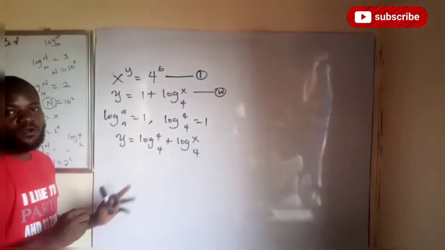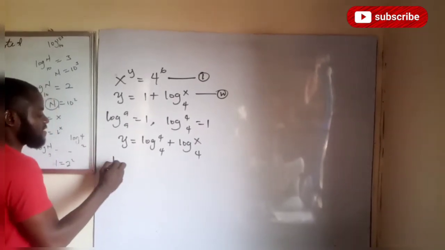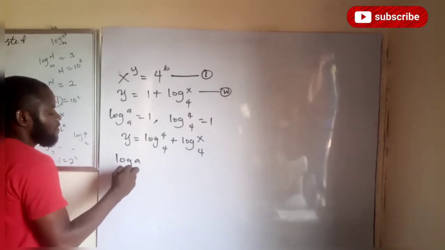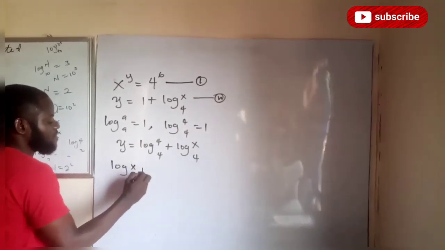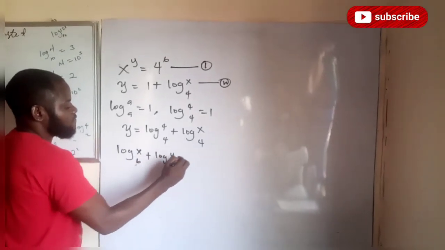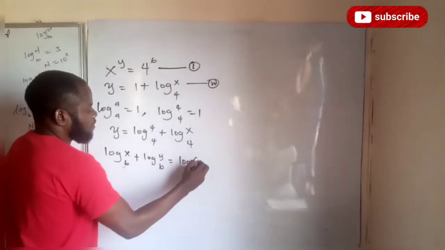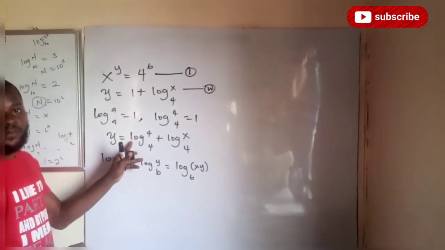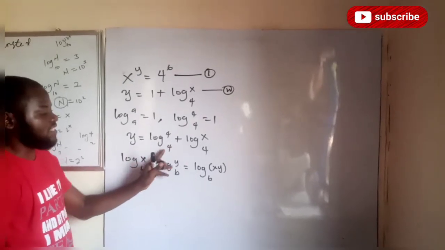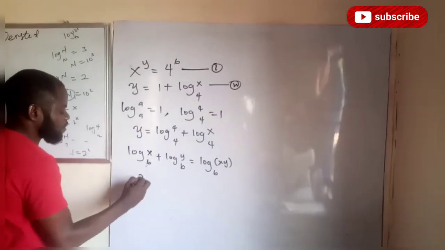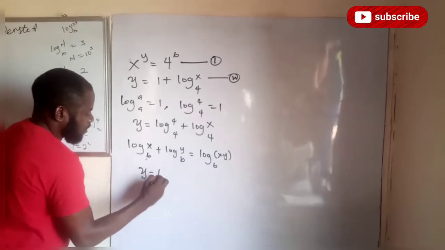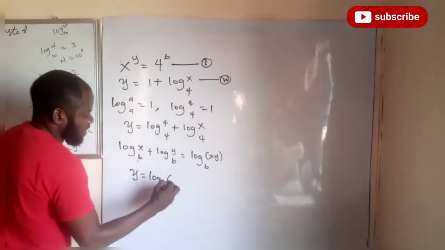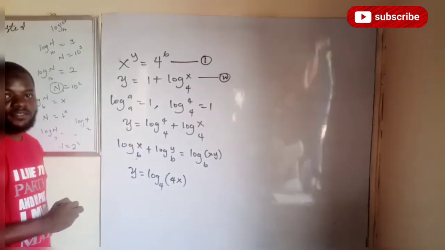So let's quickly recall the first law of logarithm that states that if I have log of x in base b plus log of y in base b, that equals log xy in base b. So we are applying this law to this particular point here, since we have what? Addition, and they are of the same base. Cool. So this becomes y equal log in base 4 of 4 times x. That's 4x. Are we together?